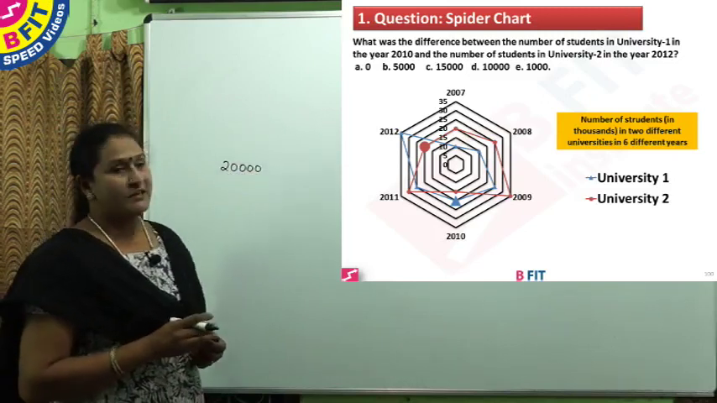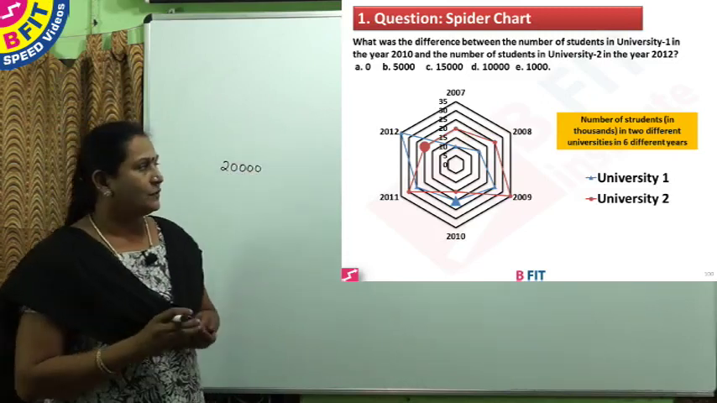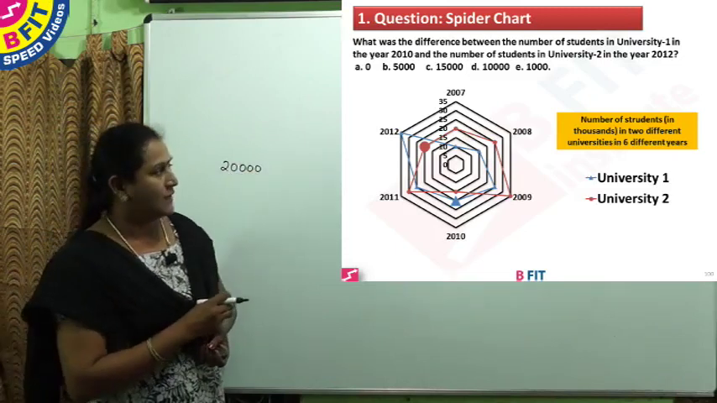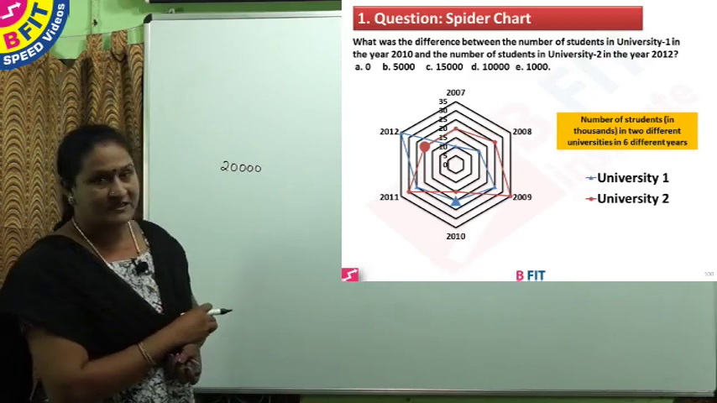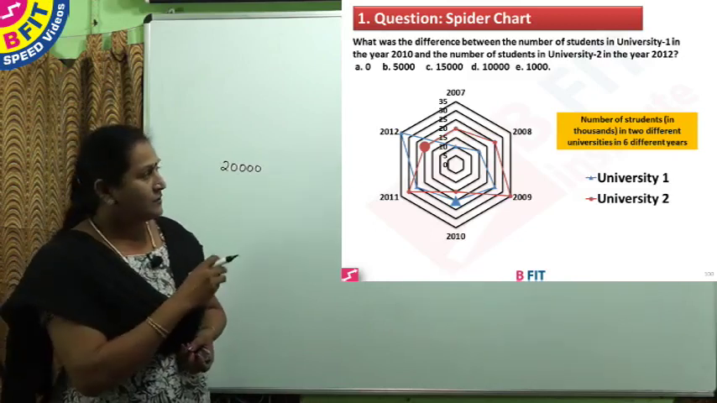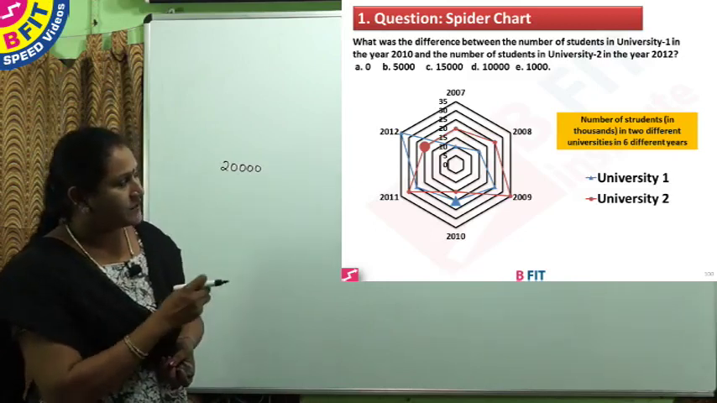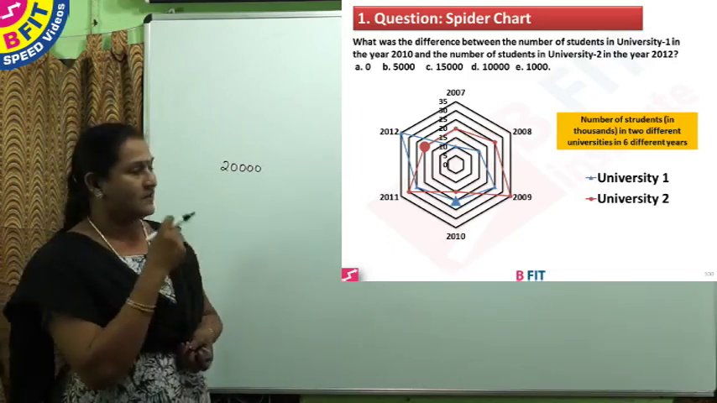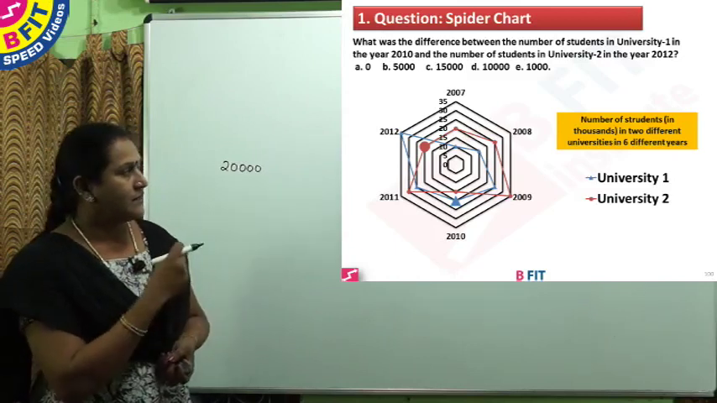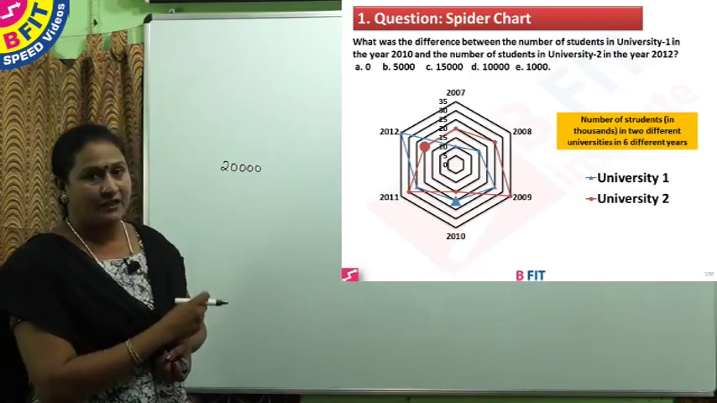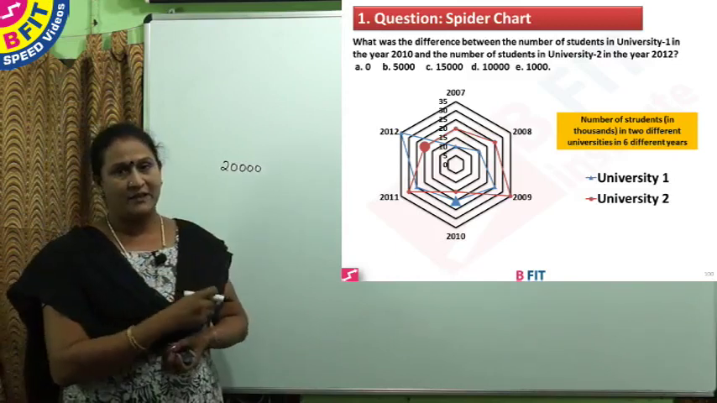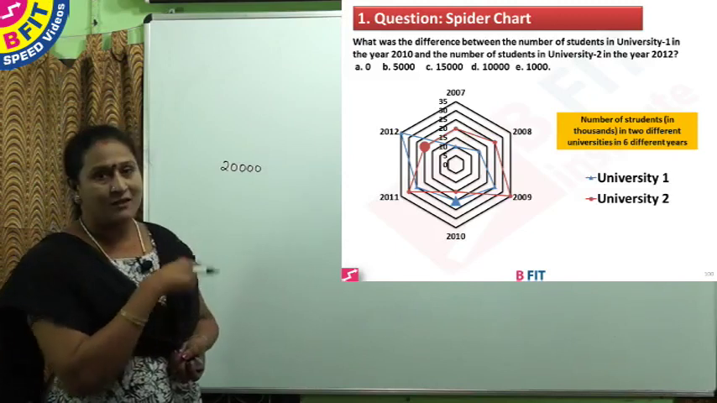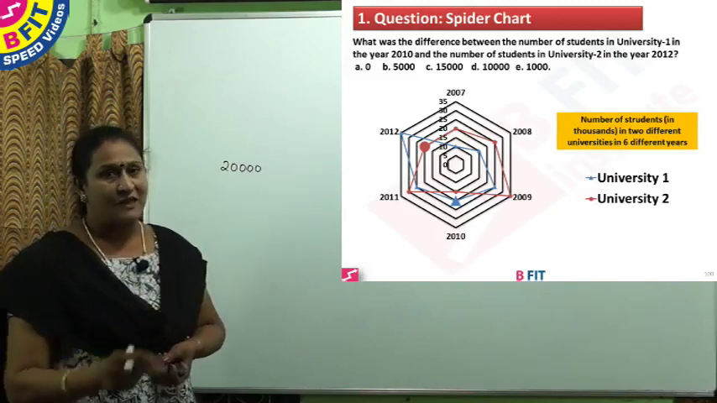And now for University 2, 2012. University 2 is mentioned in red color. 2012 we have in this right side corner. The inner hexagon is 5000, the second is 10, the third is 15, and the fourth we have 20,000. So when you see here, both the values fall on the same hexagon, which means the values are the same.